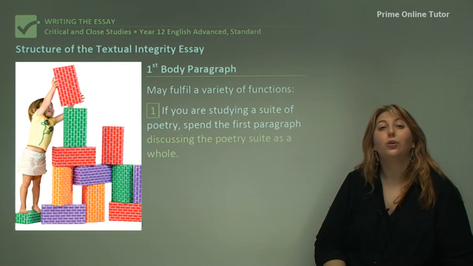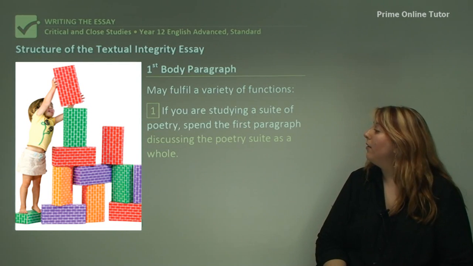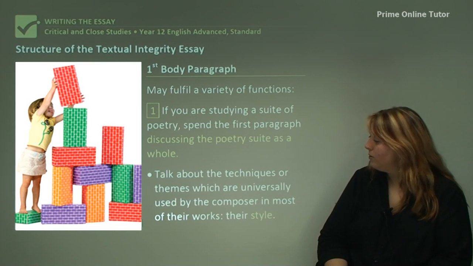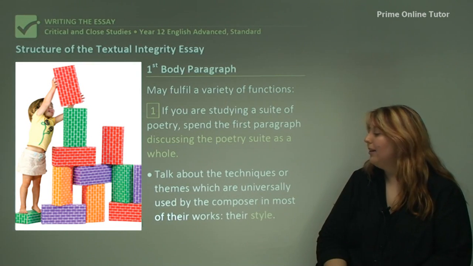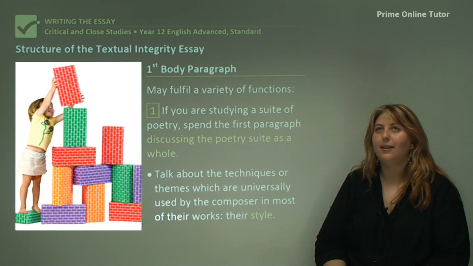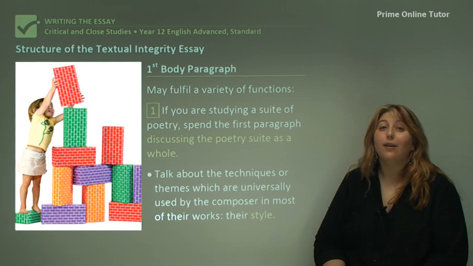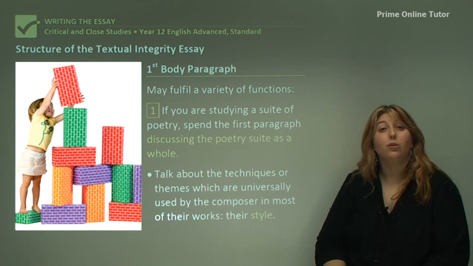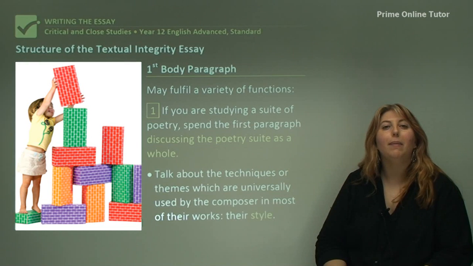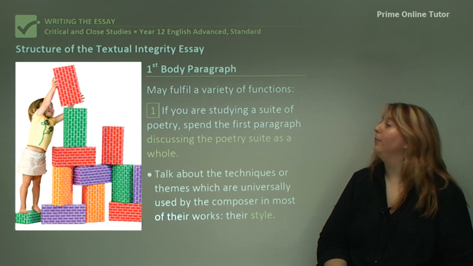A little bit of history or context might encroach on this particular paragraph. You're going to talk about the techniques or themes which are universally used by these poets and think about their style. So if we were talking about Gwen Harwood, we might talk about things like natural imagery, cycles of life and death, an emphasis on music. So you might say sort of generically a couple of the ideas that crop up in her works again and again.